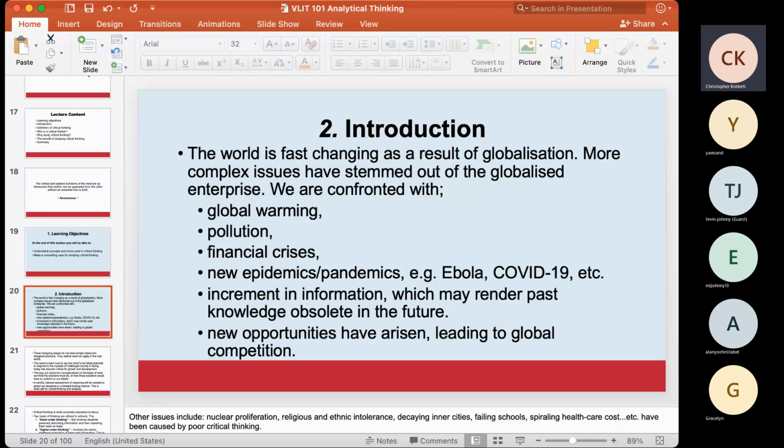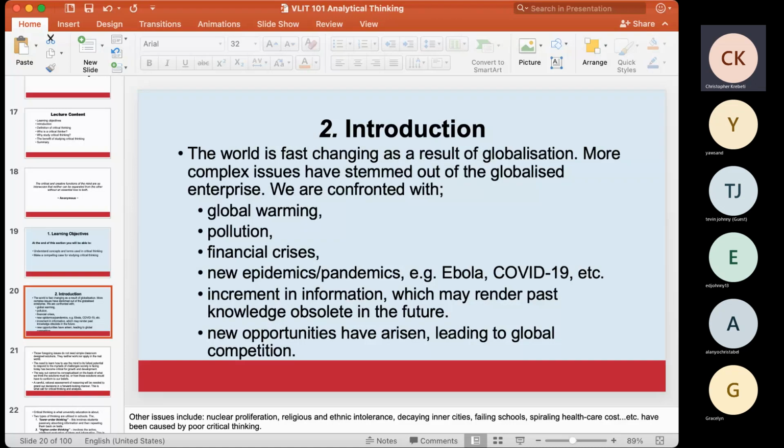So if you are somebody who thinks that everything published in black and white is good enough to absorb, you will be making a big mistake. So it is calling for critical thinking. Opportunities are rising on a daily basis. We have competition rising on the global scene today.